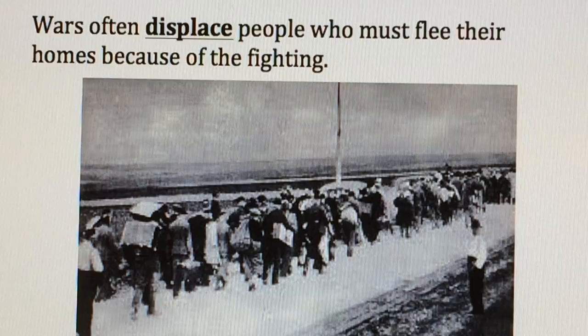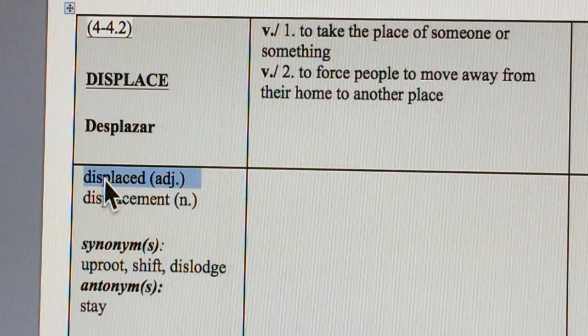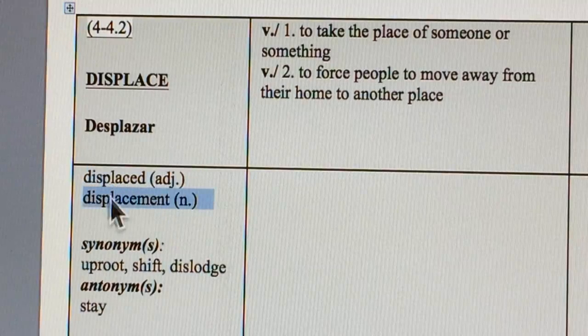Okay, let's take a look at your familiar words. Displaced is your adjective form or participle form. So you can say the people were displaced or the displaced people. And the process is called displacement. That's your noun form.